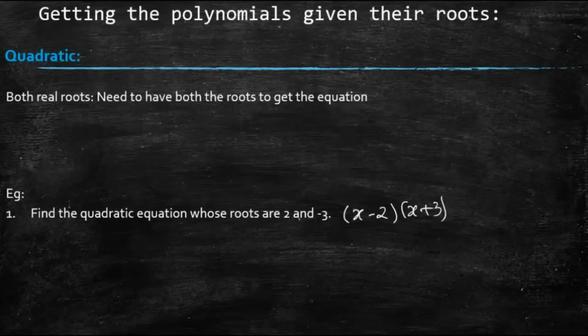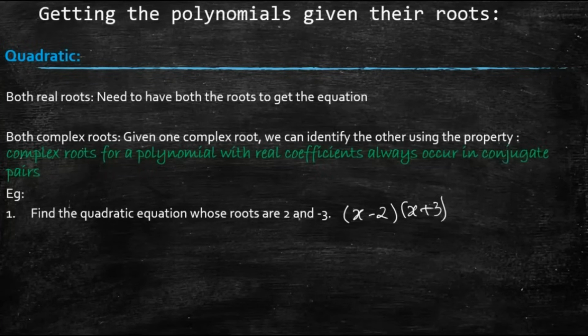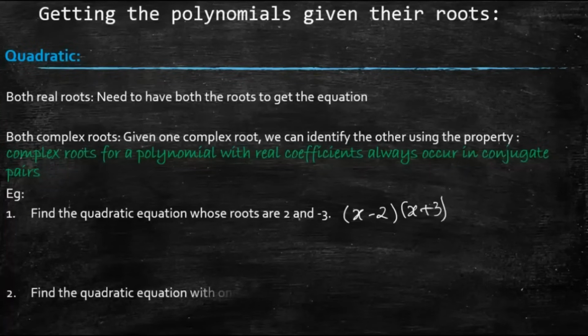That's easier. But if you have both are complex roots, that's the other option that quadratic can have, then you need to use this property. Complex roots of a polynomial with real coefficients always occur in conjugate pairs. So in this case, it's enough if you are given one complex root and you can find the other one as its conjugate. Therefore the two roots are 2 plus 3i and 2 minus 3i.